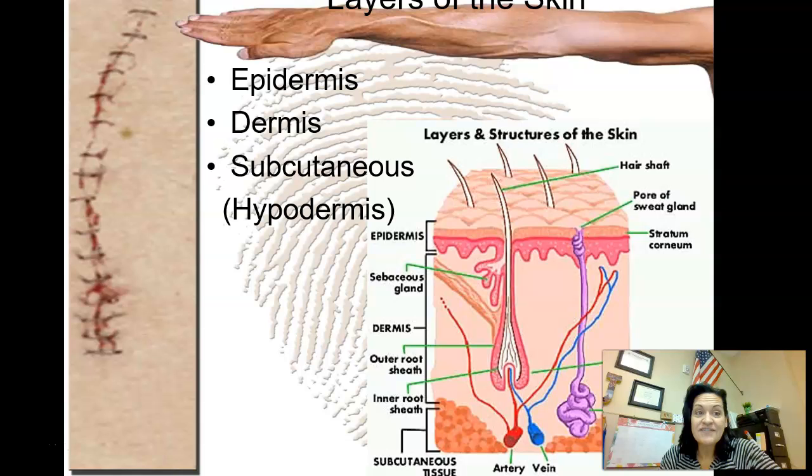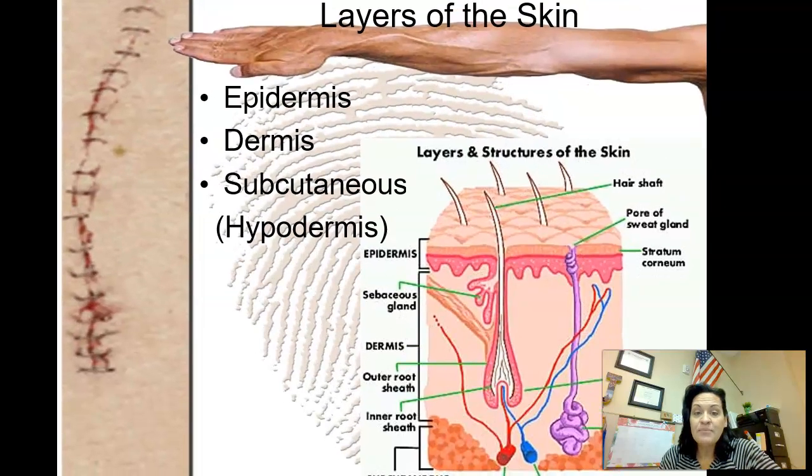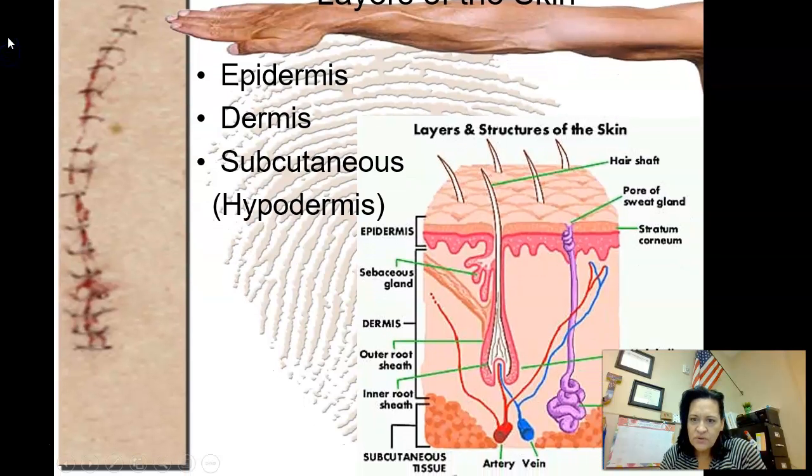Next, we have the layers of the skin. We have the epidermis, which is the outer layer of your skin, the dermis, the next middle layer, and then the subcutaneous or hypodermis, which is below the dermis layer. Don't worry about looking at this picture so much now. We will go into all the parts of it as we talk about each one.